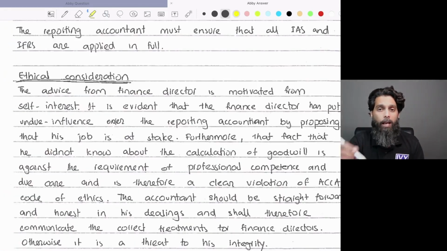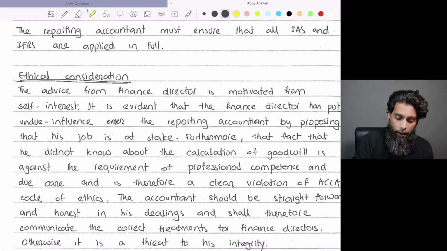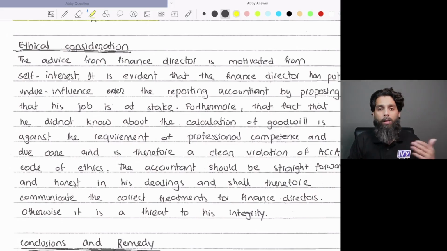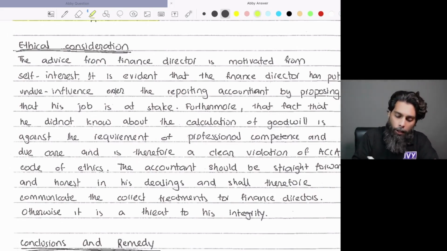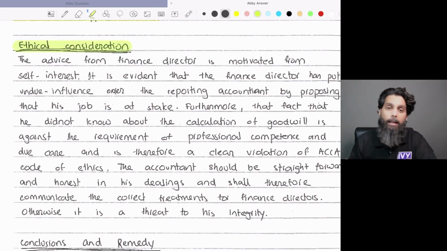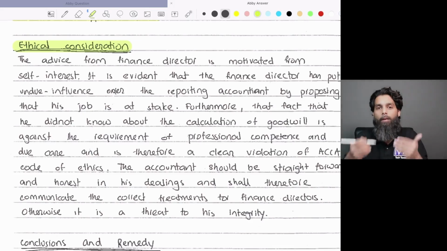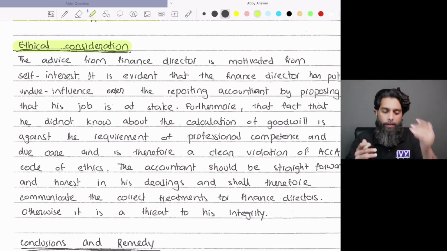You cannot allow your self-interest to override your professional judgment, right? The reporting accountant must ensure that all IAS and IFRS are applied in full. And now, since we have read the whole question and we have counted the whole reporting implications thereon, you can put up a separate heading for ethical considerations, and now you can talk about ethical considerations at once.